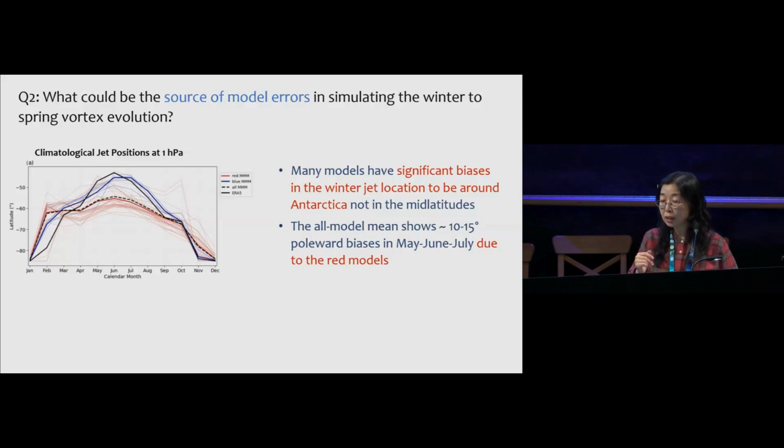Here you would notice that many models actually have significant biases in the winter jet location to be around Antarctica, not in the mid-latitudes. The all model mean shows about 10 to 15 degree poleward biases in May, June, and July, largely due to these red models.